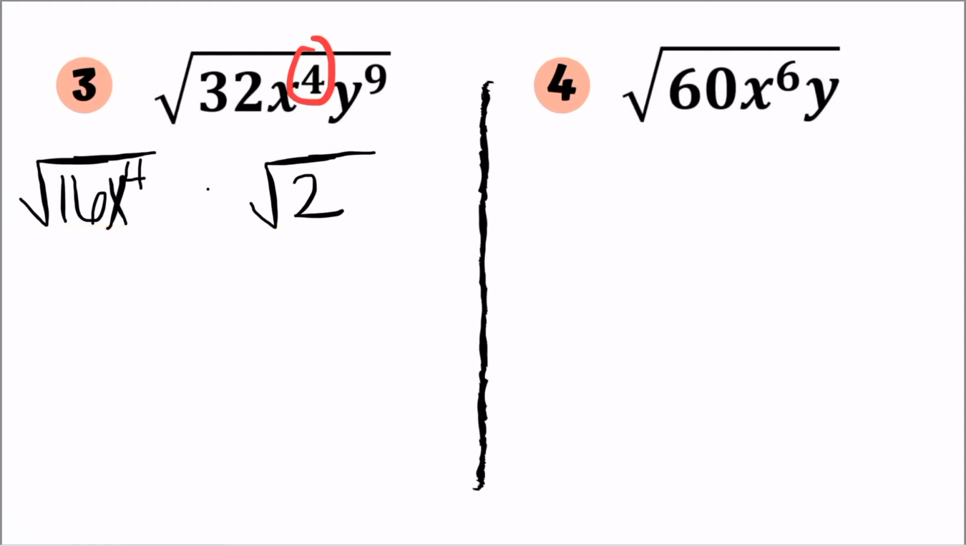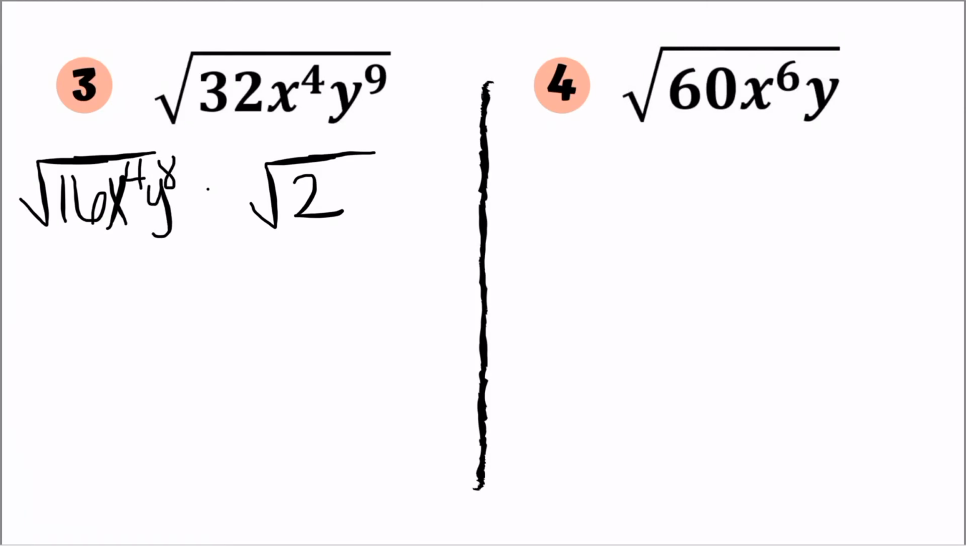So I'm going to look at y to the 9th, and I'm saying, well, how many y's can I take out so that it becomes a multiple of 2? Well, that'll be 8 because 8 divided by 2 is 4. So I'm going to take out 8 y's and I'm going to write that next to x to the 4th. So y to the 8th.